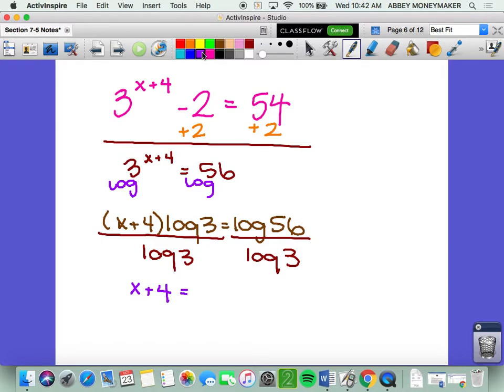Y'all help me out. What's log of 56 over log of 3? 3.66. 3.66, yes? Okay, and then we subtract 4. So what do we get for x? Negative 0.34.